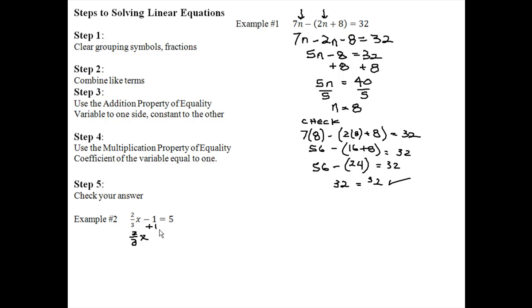I'm going to add 1 to both sides. I'm all the way down to step 3. So that leaves me 2/3 x equals 6. Now I'm going to use a multiplication property. I'm going to multiply by the reciprocal. I want to get the coefficient of the variable equal to 1. So I'm going to multiply both sides by 3/2.